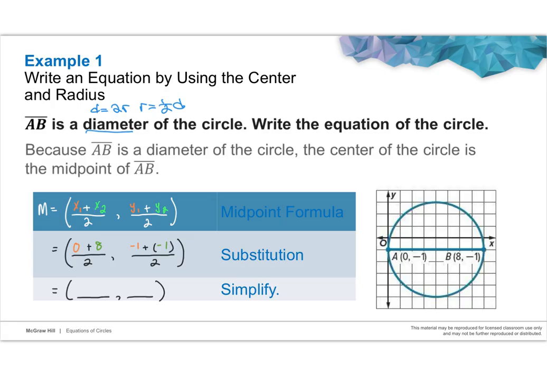We're going to take our, remember, average, so add those x coordinates together and divide by 2. Add those y coordinates together and divide by 2. And we're using the coordinates of A, 0, -1, and B, 8, -1. So we have 0 plus 8 divided by 2 is going to simplify to 8 over 2, or 4. And -1 plus -1 divided by 2 is going to simplify to -1. So our center is the point 4, -1.